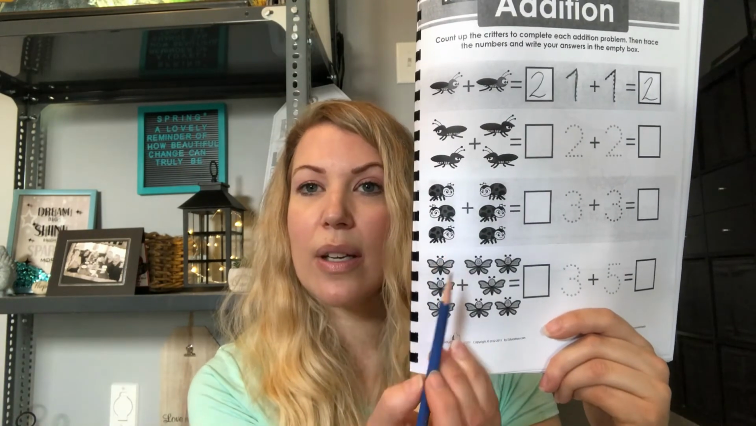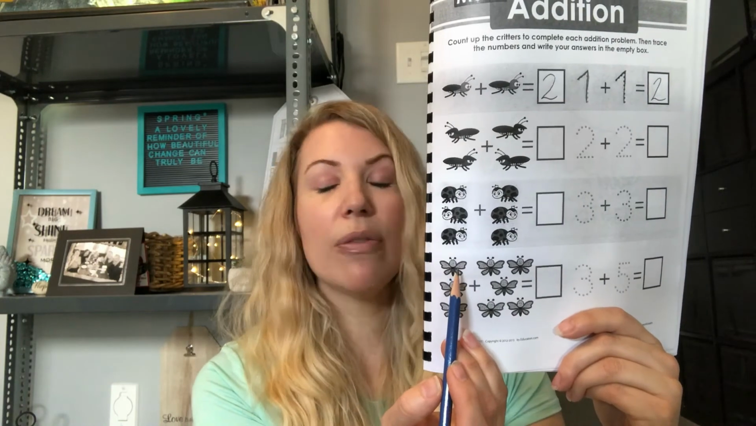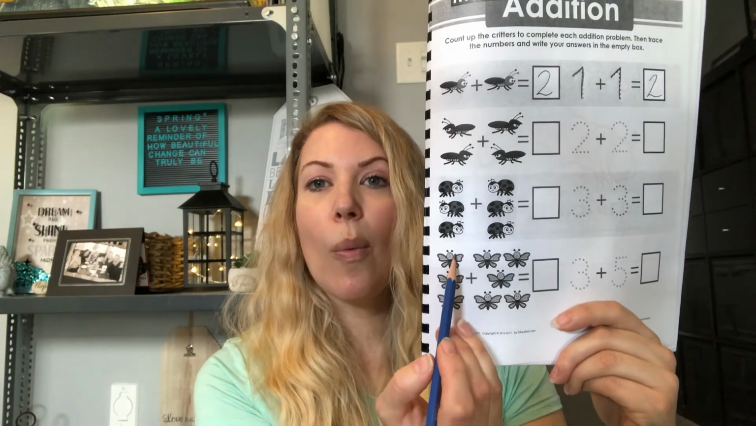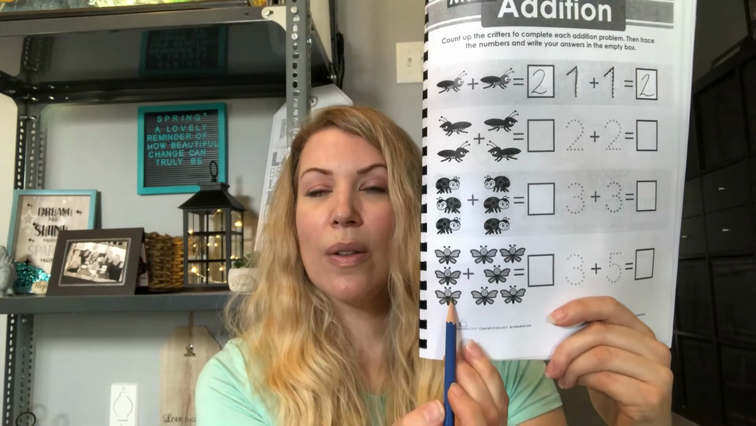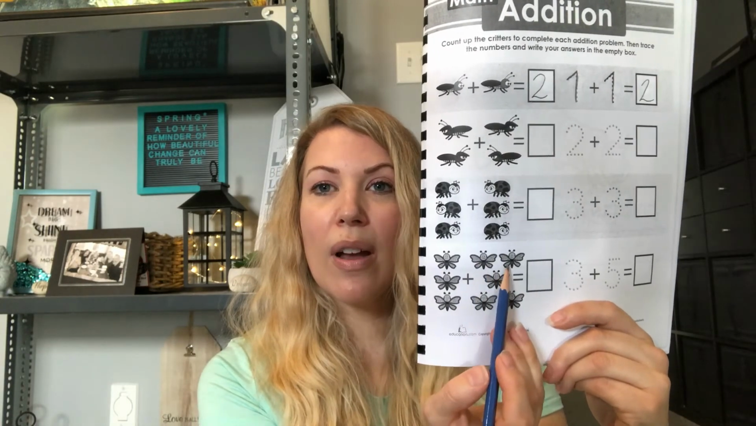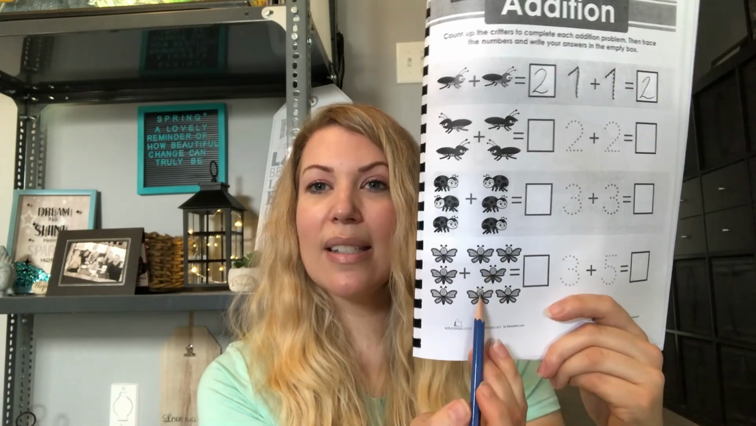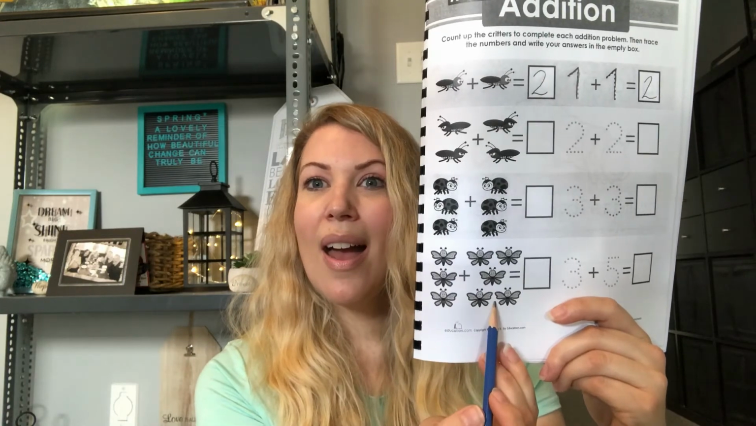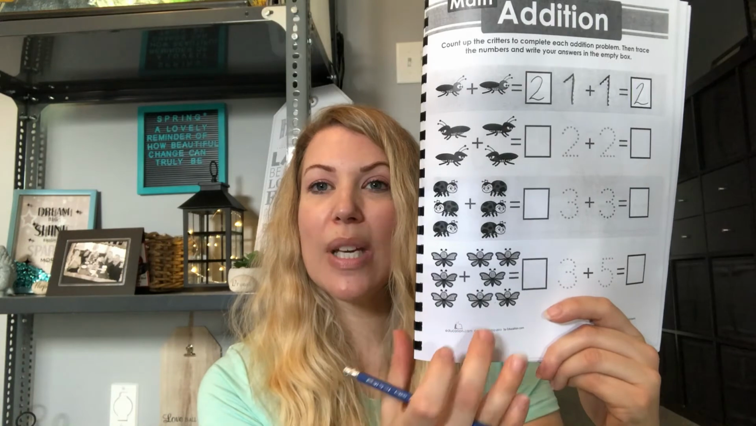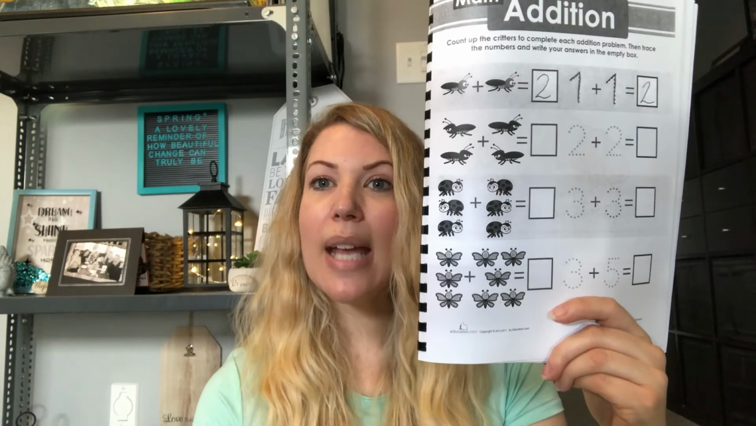Well, let's take a look. Let's count. I would love for you to count with me. Are you ready? 1, 2, 3, 4, 5, 6, 7, 8. We have one group if we combine the group of 3 and the group of 5, and that makes 8.